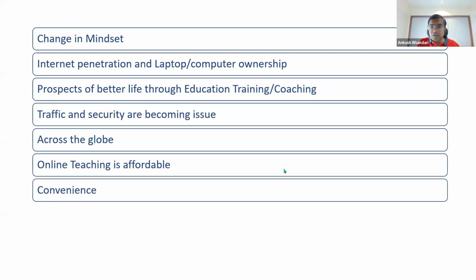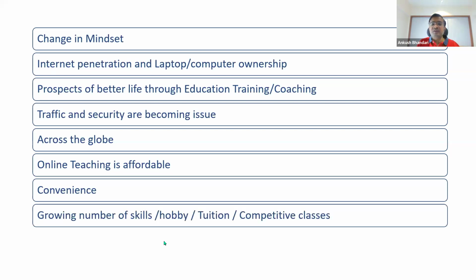Convenience, as everybody talks about convenience. And growing number of skills, hobby, tuition classes, competitive classes, right? If you go 15 years back, 10 years back, when we were in school, hardly any kind of hobby classes or competitive classes we were joining. But now every parent, right? Every parent is sending their kids for a couple of hobby classes in a year. What does it mean? Huge opportunity for everyone, right?